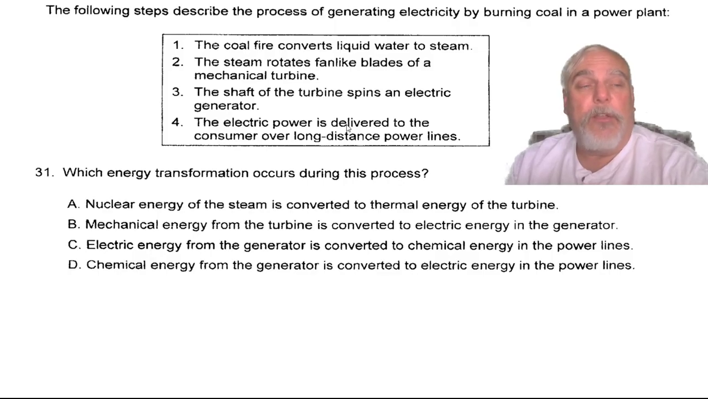Okay, here's a quick question for you. Go ahead and read this and see if you can figure out what the correct answer is. The following steps describe the process of generating electricity by burning coal in a power plant. 1. The coal fire converts liquid water to steam. 2. The steam rotates fan blades of a mechanical turbine. 3. The shaft of the turbine spins an electric generator. 4. The electric power is delivered to the consumer over long-distance power lines. Which energy transformation occurs during this process? Go ahead and take a moment and come up with the answer.